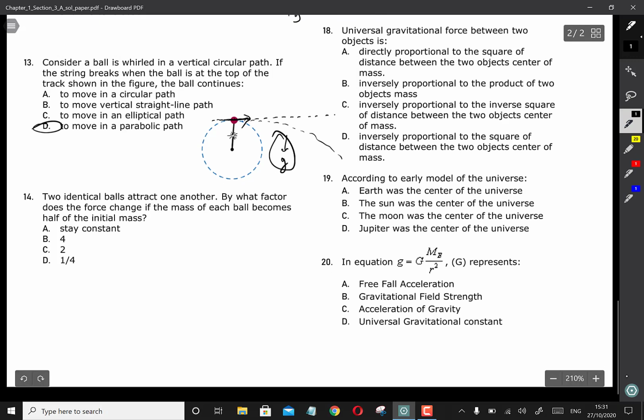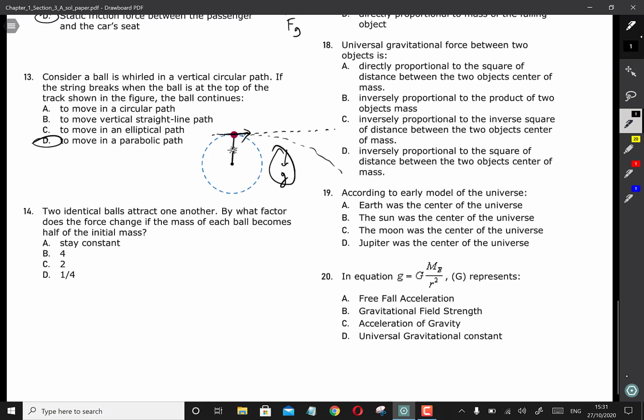Question number 14. Two identical balls attract one another. By what factor does the force change if the mass of each ball becomes half of the initial mass? You know that gravitational force is proportional to the product of the masses, m1 and m2. If each mass becomes half of the initial, instead of m1, I'm going to write m1 over 2. Also, instead of m2, I will write m2 over 2, because both of them are halved. Each ball becomes half of the initial mass.